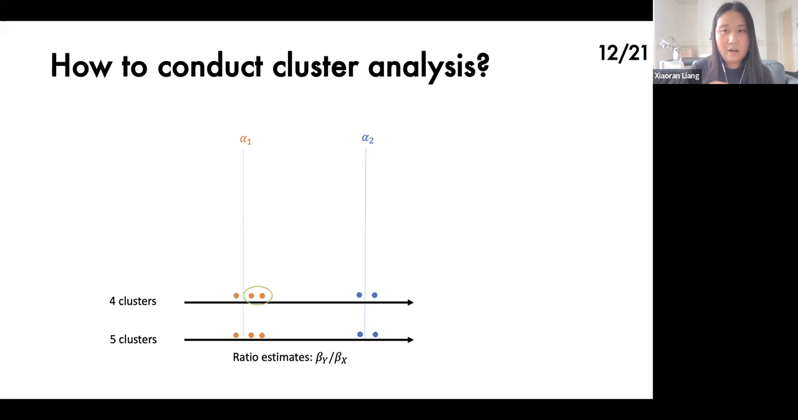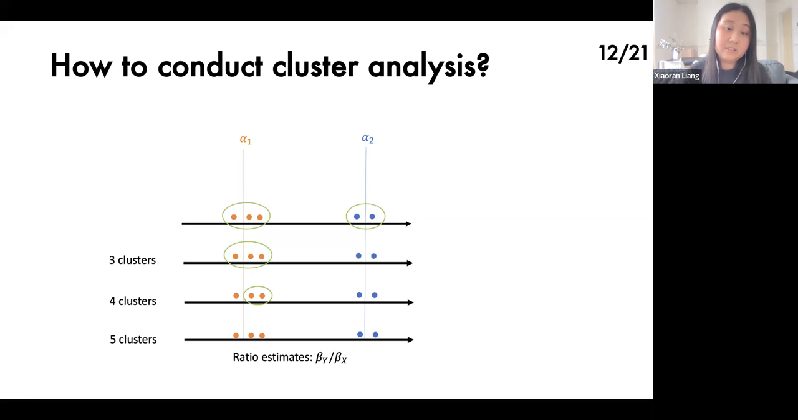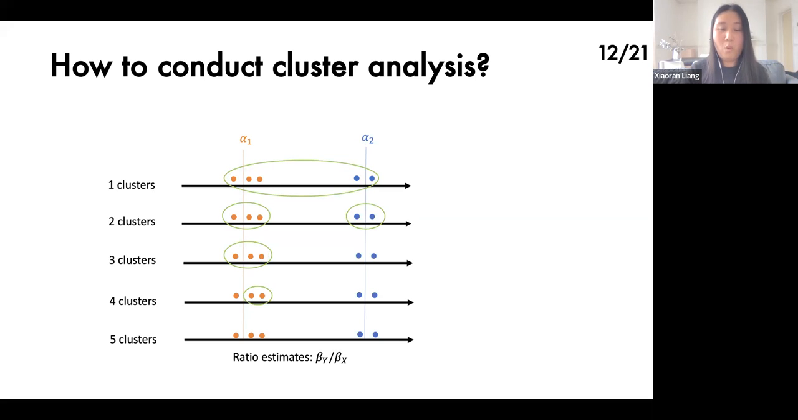Now again, among those 4 clusters, we calculate the pairwise Euclidean distance, and again we merge the closest 2 clusters into 1 cluster. So now we have 3 clusters left. This procedure just keeps going. We measure the Euclidean distance and merge the closest 2 into 1 cluster. This procedure stops when all the ratio estimates are merged into 1 big cluster. For each step, we merge 2 of the clusters, so the number of clusters decreases by 1. When all the ratio estimates are merged into 1 big cluster, this is the end of the first step of our method.